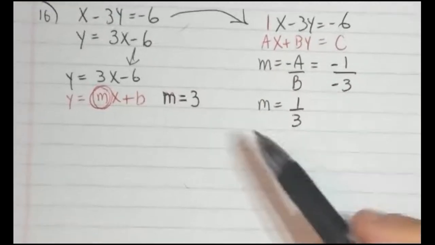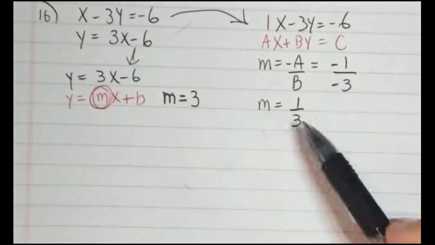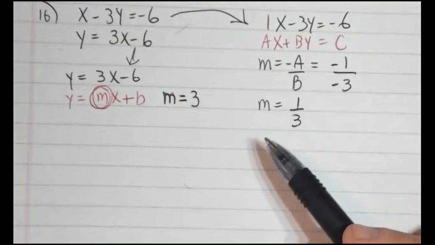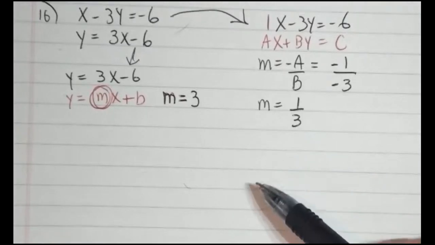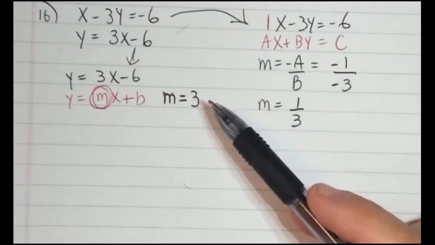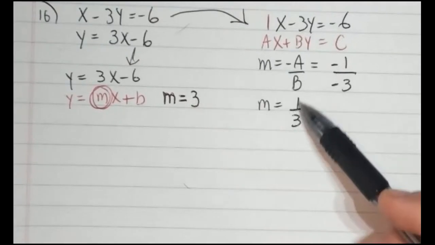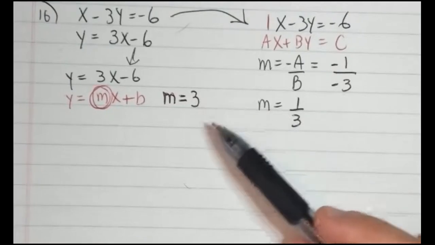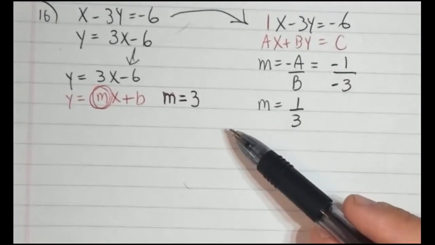So let's look at these two slopes. These are the two slopes we're comparing. First thing you ask yourself, are they the same? Are they both the same number? And the answer to that is no. So they're not parallel because this is 3, this is 1/3. So these are not parallel slopes, they're not the same.